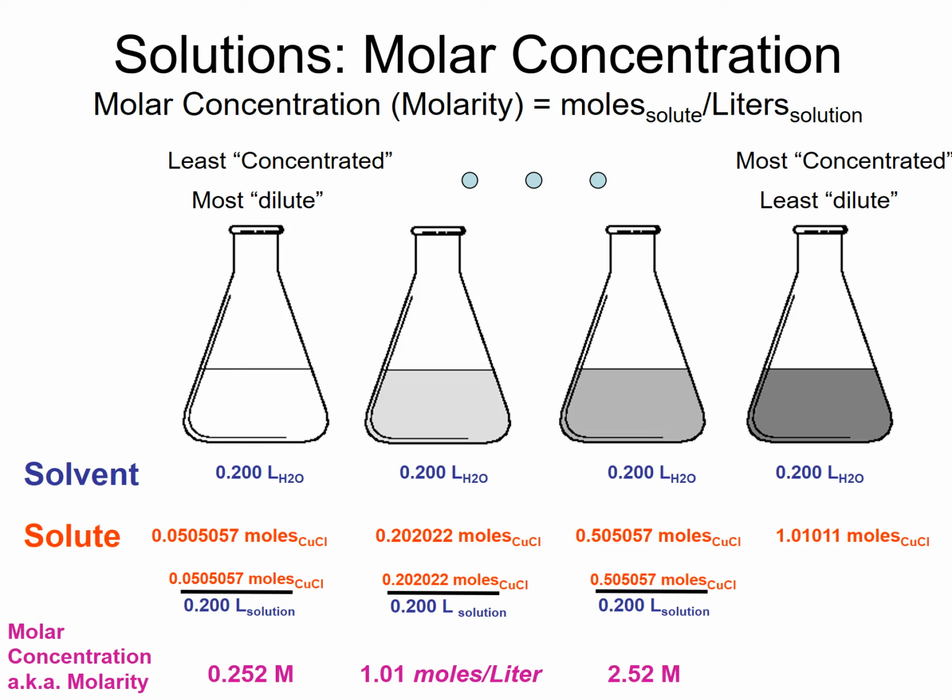Solution number 3, again using the moles appropriate for that, and the 0.200 liters of solution gives us 2.52 molar, and solution number 4 has an even higher concentration, approximately 5 molar in copper chloride. The highest concentration on the right, the lowest concentration on the left, in agreement with the words that we use, where the least concentration and most concentration go from left to right.